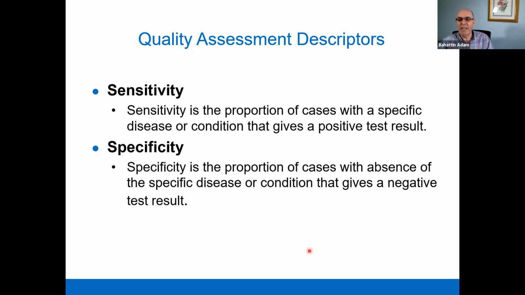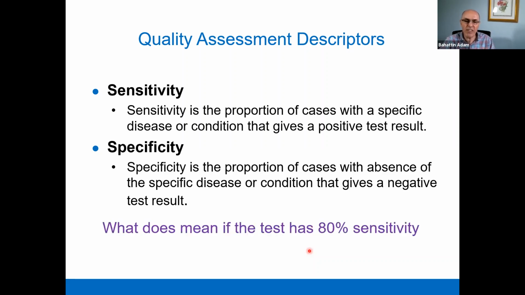Okay, let's say you test with a COVID test, and about 70% of the patients were negative. That means the specificity of your test is 70%. Okay, what does that mean? Now, what does it mean if the test has 80% sensitivity?